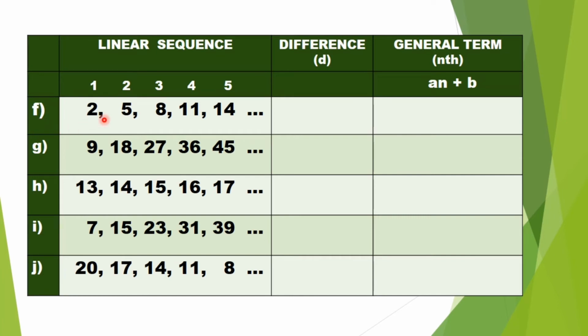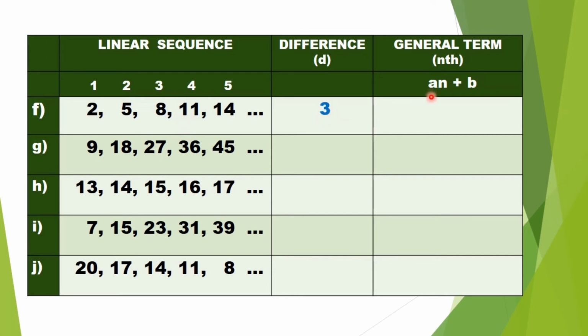Letter F. Sequence 2, 5, 8, 11, 14. Find the difference. 5 minus 2 is 3, 8 minus 5 is 3, 11 minus 8 is 3, 14 minus 11 is 3. So their common difference is 3.